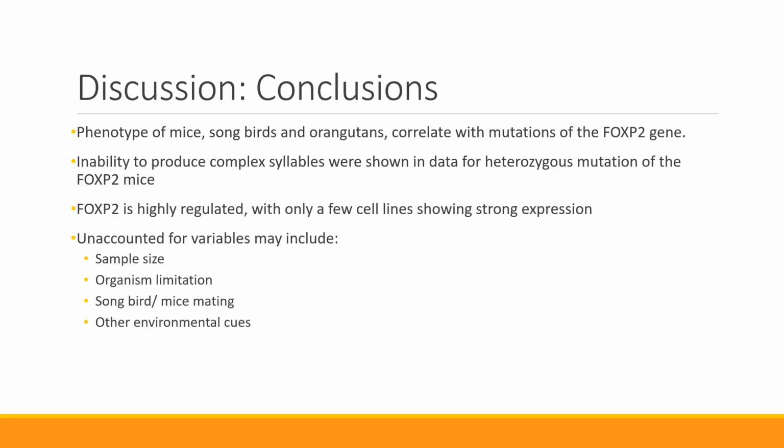So in conclusion, the phenotypes of mice, songbirds, and orangutans correlate with mutations of the foxp2 gene that can give insight into the human version of the foxp2 gene. And the inability to produce complex syllables was shown in data for heterozygous mutation of the foxp2 in mice. And the foxp2 is highly regulated, as the data showed, with only a few cell lines showing a strong expression for the foxp2 gene, and unaccounted variables may include sample size, organism limitation, the neural networks of a mouse might be different than a human, and the mating cues and environmental and stimulus cues may have been misleading in the study.